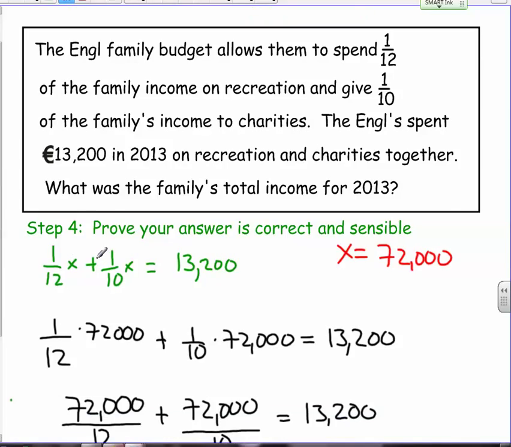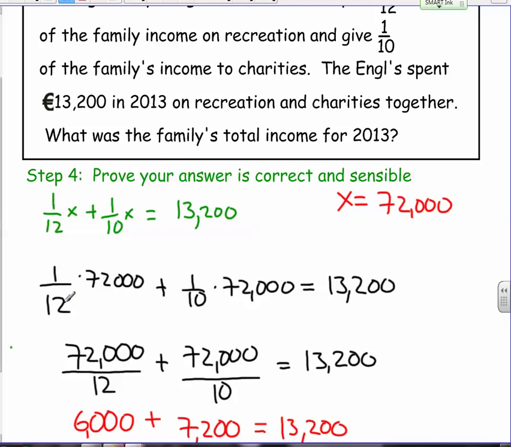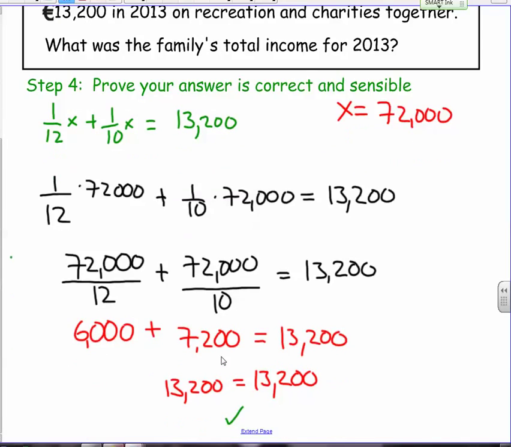So now we're going to take out x and put in 72,000 euro. So 72,000 times a 12th is 72,000 divided by 12, which is 6,000. And 72,000 times a 10th is 72 times 1, 72,000 over 10. Do the division and you get 7,200, and that has to equal this. And 6,000 and 7,000 is 13,000, and there's the 200, and it's a match. So you know that you did it right.